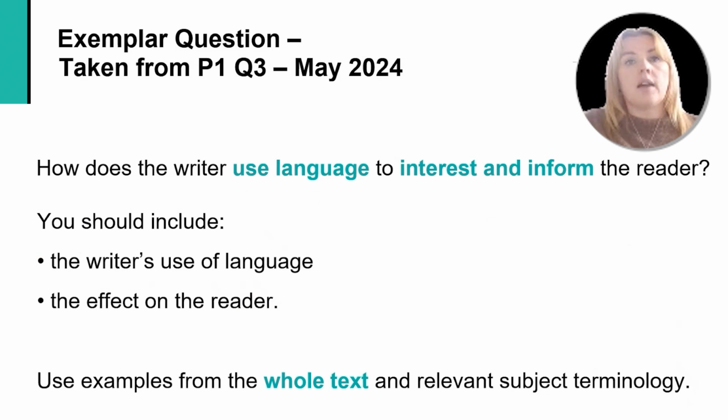"Language" tells us to focus on specific words, phrases or techniques that the writer has used. "Interest and inform the reader": here you need to think about purpose and effect. Why have they made those choices, and what do they want the reader to feel or understand? "The whole text" means you need to cover multiple parts of the text and not just one quotation. Try and show how the language works across the piece.